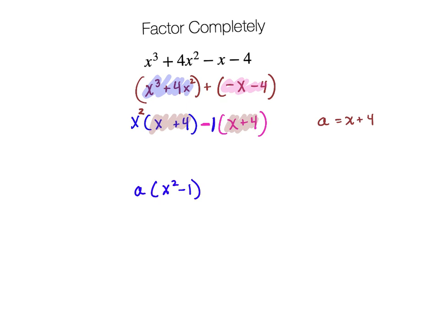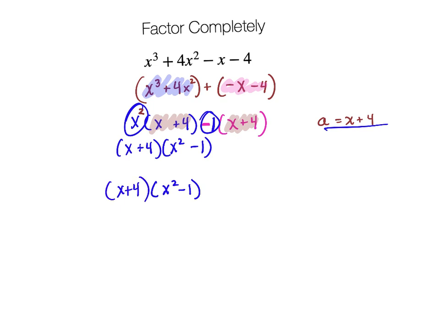Even if you didn't do a dummy variable, and you just said, I'm going to factor out the x plus 4, when you pull the x plus 4 out, you'd be left with the x squared and the minus 1. And with the dummy variable, I haven't redone my substitution here, but I could just replace that a that I had with x plus 4, so it's the same thing.